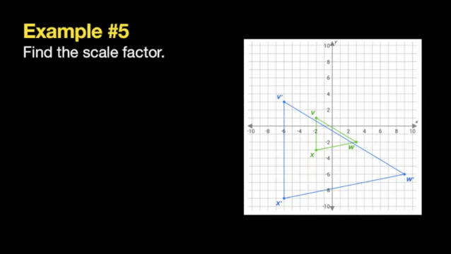Now, this is the last example, example 5. In this case, we need to find the scale factor. To find the scale factor, again, we're going to use the points. So our original image right here is going to be B, X, and W. You can choose any of the points. I like to deal with positive numbers, so I'm going to use point W. W is at 3 and -2.